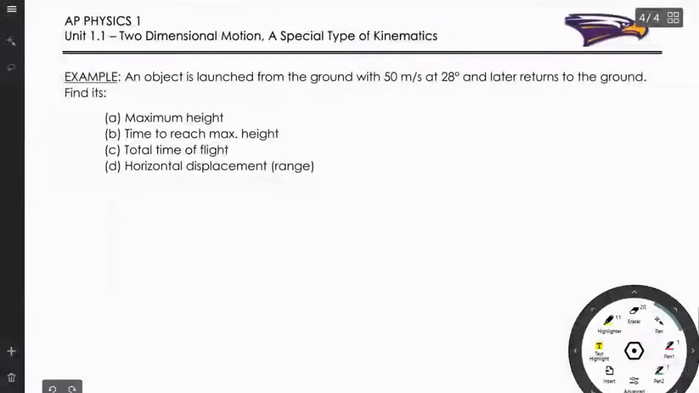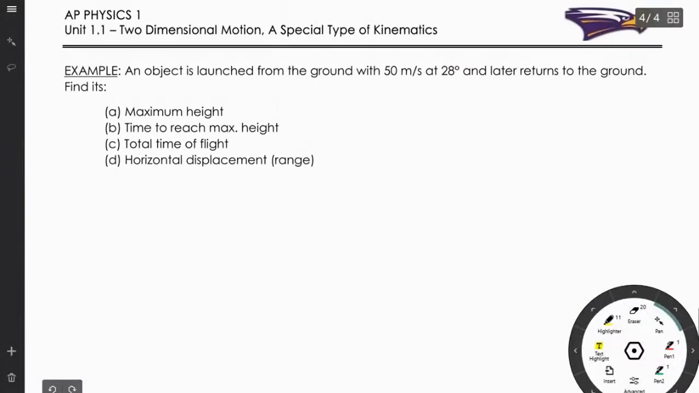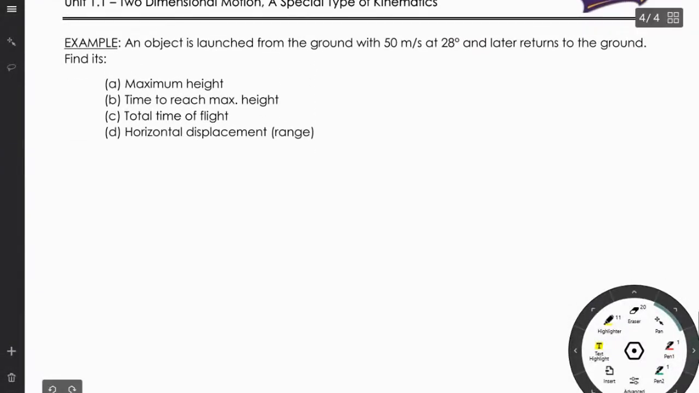All right, so let's look at, I think this is the only problem I have, because, I mean, if you can undo this, you can pretty much do all the other problems. Okay, so we have an object launched from the ground at 50 meters per second at 28 degrees and later returns to the ground. Find its max height, time to reach the maximum height, total time of flight, and horizontal displacement. Okay, all right, so here's step one when you do these problems, right? Break down V0.